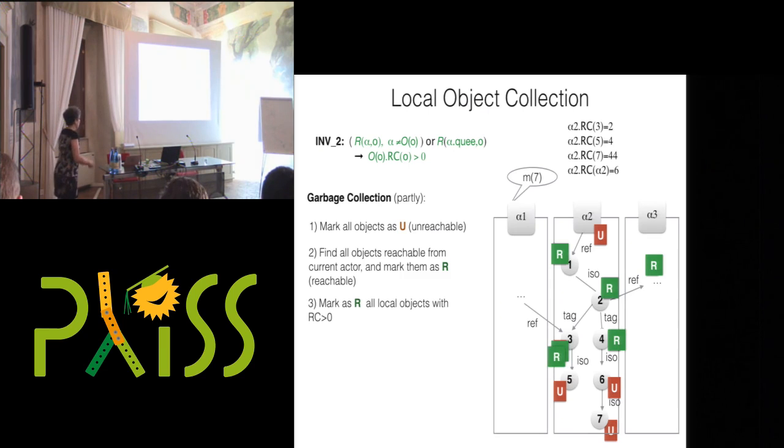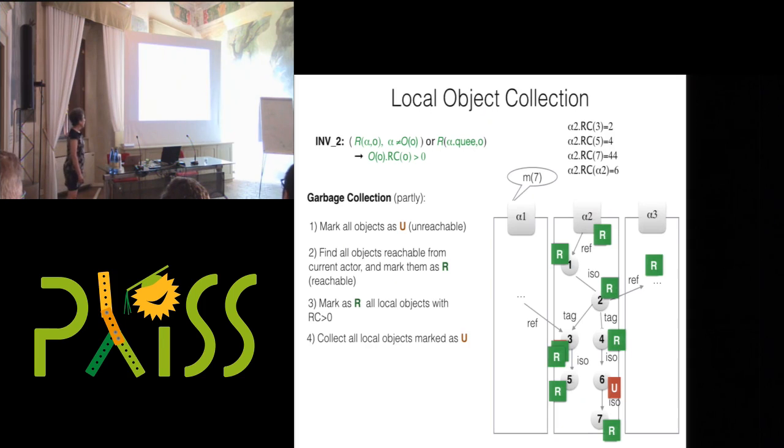Then we mark as reachable all the objects that have got a reference count greater than 0. So this is 3, this is 5, this is 7, and this is the actor himself. Now all those objects have been marked as reachable, and one has still the old mark as unreachable.